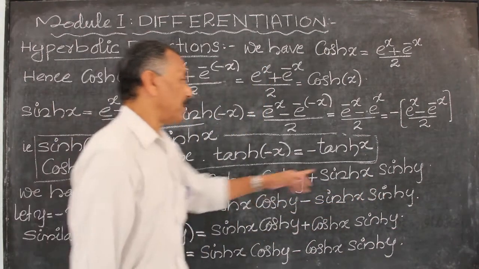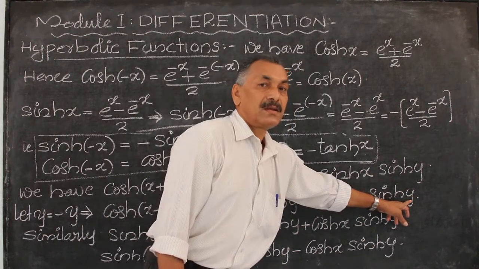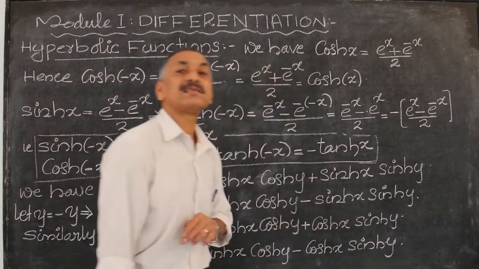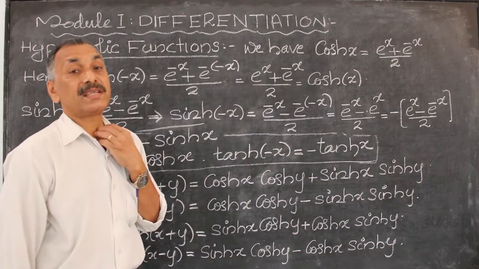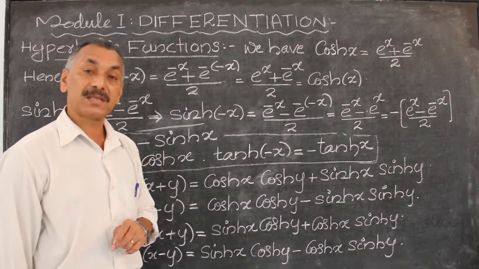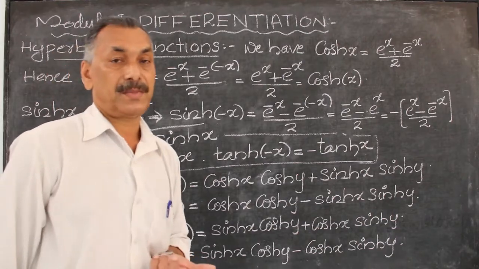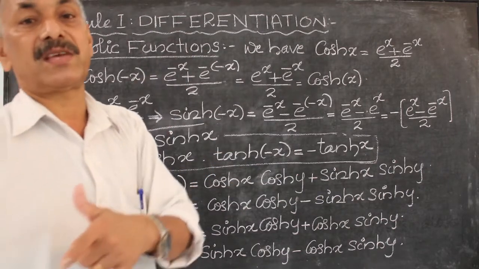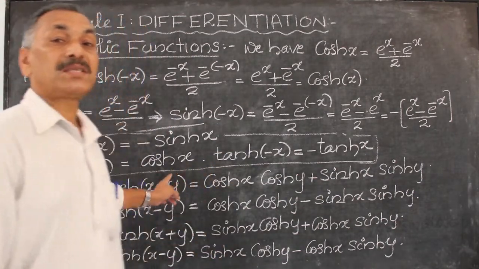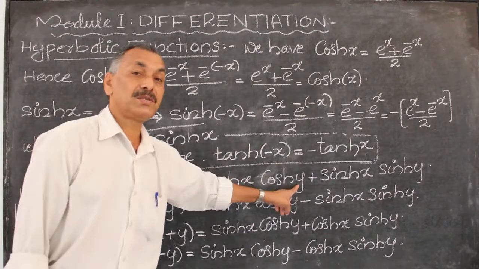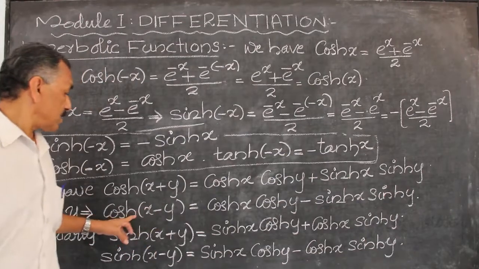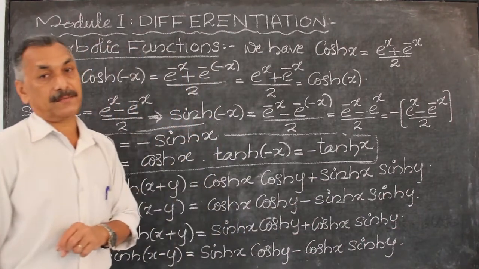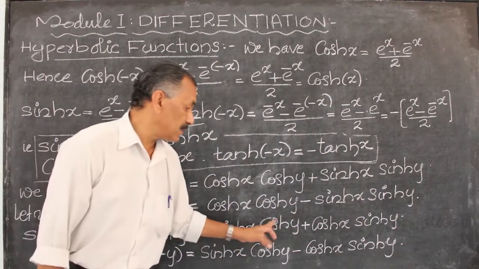Sinh minus y is equal to minus sinh y. So cosh of x minus y is equal to cosh x cosh y minus sinh x sinh y. In the case of trigonometric functions, cos of a plus b is equal to cos a cos b minus sin a sin b, but for hyperbolic functions it is not like that: cosh of x plus y is equal to cosh x cosh y plus sinh x sinh y, and cosh of x minus y is equal to cosh x cosh y minus sinh x sinh y.